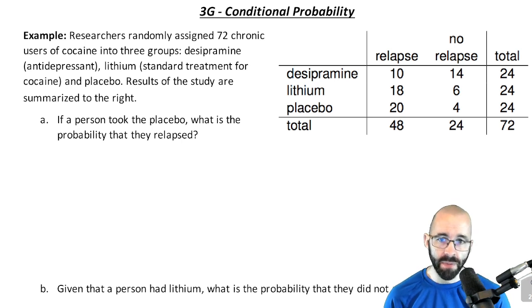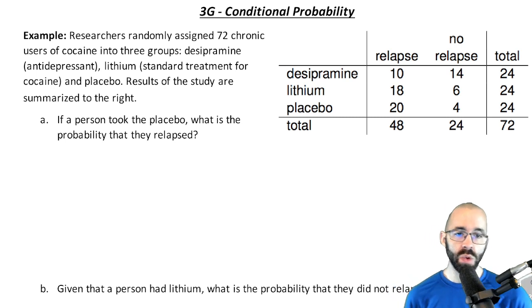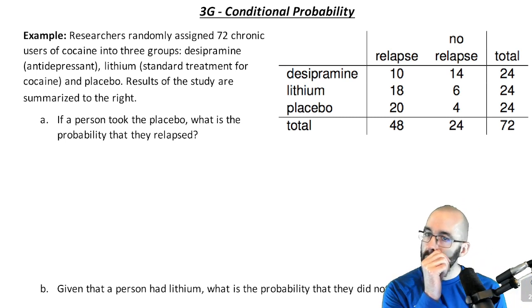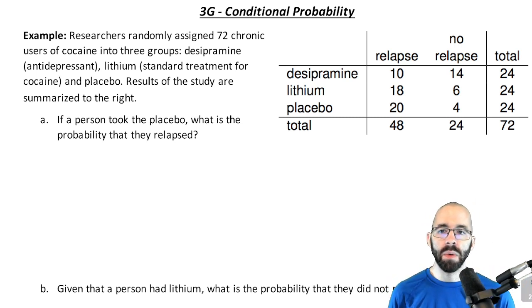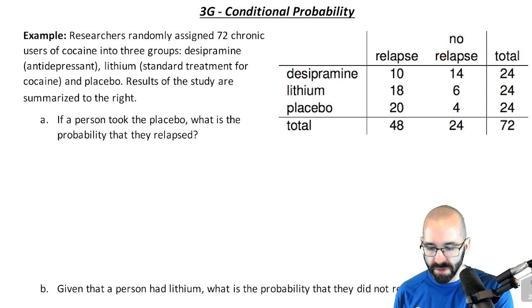So same situation. We're going to talk more about conditional probability here. We did a little bit about it with proportions, and now we're going to talk about some actual probability rules that we can apply to more things. So if the person took the placebo, what's the probability that they relapsed? Remember how we approached that.